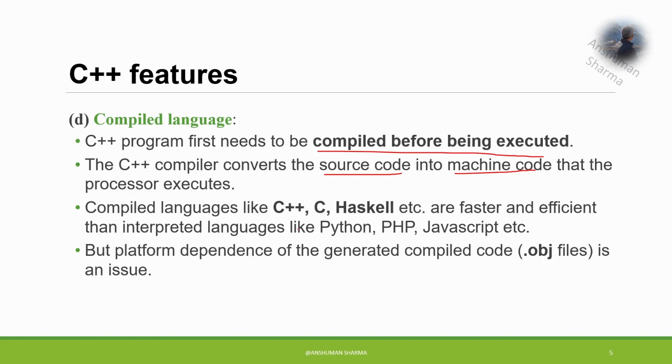There are some more languages like C and Haskell, which are also compiled languages, and these languages execute code much faster than interpreted languages in some sense, like Python and JavaScript. But the object code that is generated is platform dependent. So this is a key drawback to some extent, that it is platform dependent.